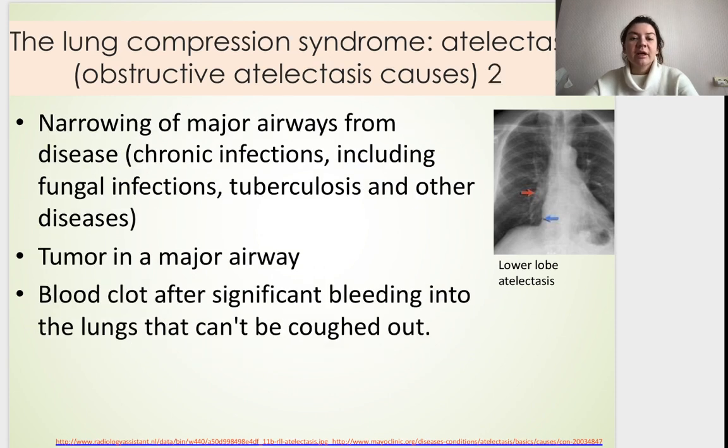Narrowing of major airways from disease, like chronic infections including fungal infection, tuberculosis, and other diseases. It can be a tumor in a major airway. It can be a blood clot after significant bleeding into the lung that can't be coughed out.